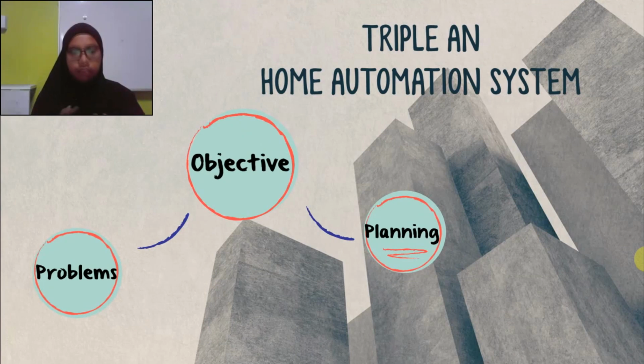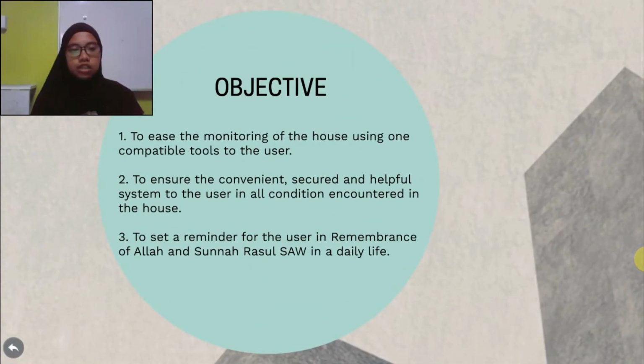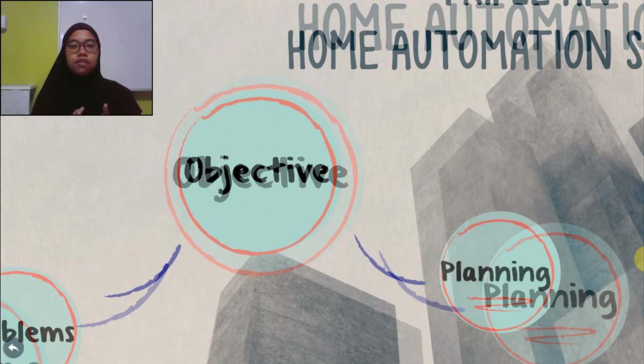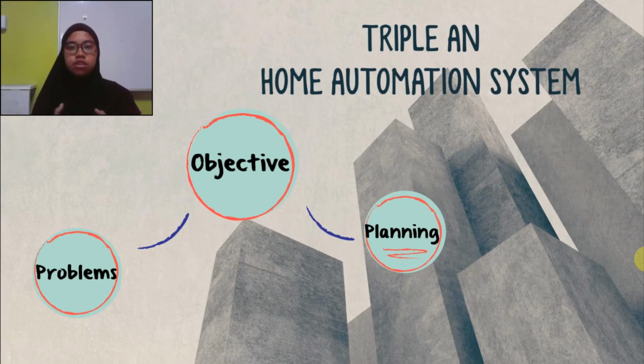Next, for the objective, we have three main objectives, which is to ease the monitoring of the house using one compatible tools to the user. Second, to ensure the convenient, secure, and helpful system to the user in all conditions encountered in the house. And the last, which is third, to set a reminder for the user in remembrance of Allah and Sunnah Rasul Sallallahu Alaihi Wasallam in the daily life. So here, from the objective, we came out with a project. We named it as Triple AN Home Automation System.